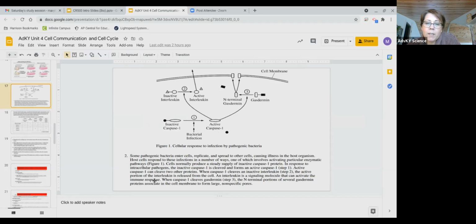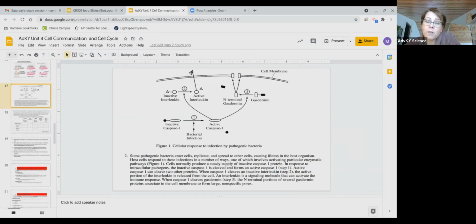Active caspase-1 can cleave 2 other proteins. So when you look at that, you're like, I have no idea what these molecules are, but they're telling you now that they're proteins. So that should kind of help guide you, what have you learned about proteins this year? When caspase-1 cleaves an inactive interleukin in step 2, so we also have a cleaving. So if you look at the difference here, the active portion of interleukin is released from the cell.